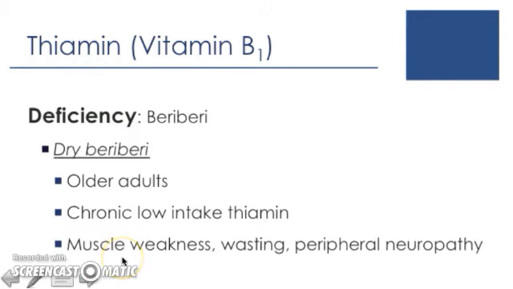We now see deficiency symptoms of thiamine. So beriberi is going to be the key and primary clinical condition associated with thiamine deficiency, and we'll discuss 3 beriberi types. The first is called dry beriberi. We'll also discuss wet beriberi, acute beriberi, as well as the Wernicke-Korsakoff syndrome. Dry beriberi is associated with chronic low intake of thiamine, and this is particularly seen in older adults. Clinical symptoms of this would be muscle weakness, muscle wasting, and peripheral neuropathy.